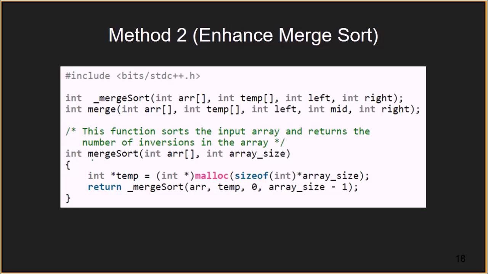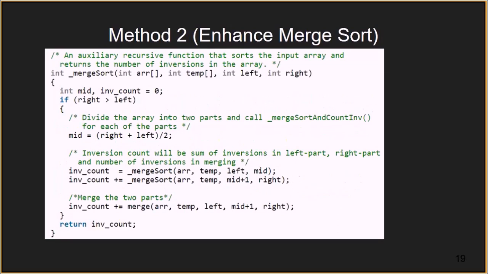So the implementation starts with the merge sort function, which takes as an argument the array and its size. Inside this function, we create a temporary array and pass it to the underscore merge sort method along with the original array. We also pass the starting index and ending index of the array, that is 0 and array size minus 1 respectively. Now let's see the underscore merge sort method. Here we declare the variables mid and inversion count. We also initialize the inversion count with value 0.